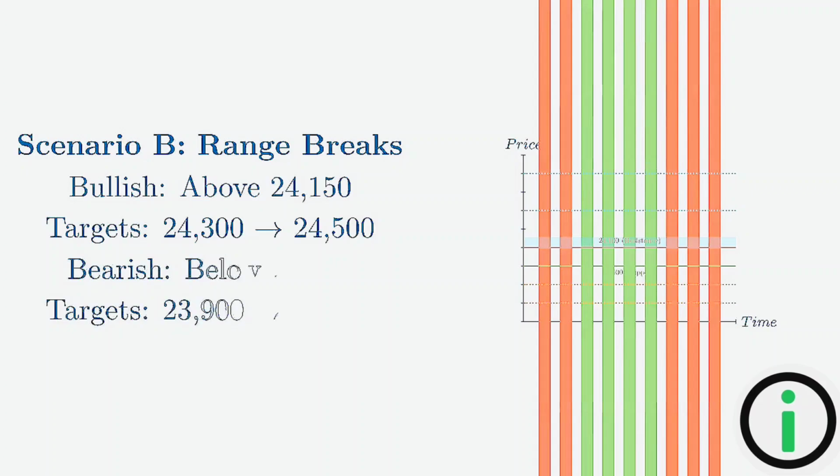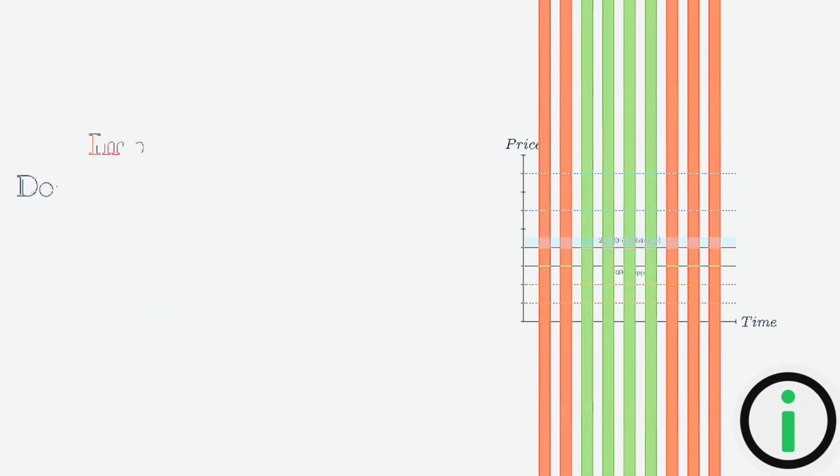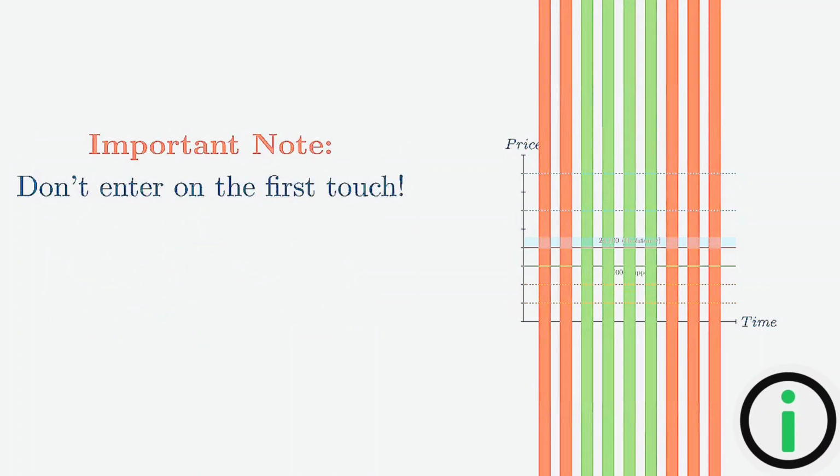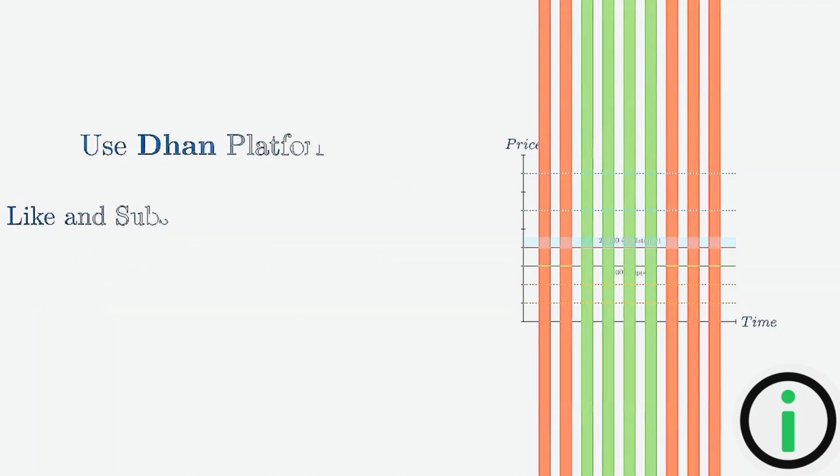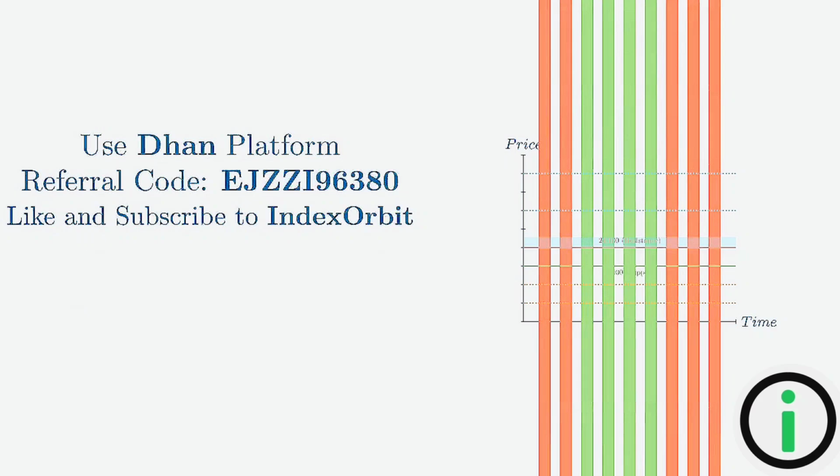On the flip side, a bearish break requires a close below 24,000. We would look for put unwinding at 24,000 minus 50 as confirmation that the floor is giving way, targeting 23,900, 23,800. A crucial tip for beginners: don't enter on the very first touch of these levels. Wait for a sweep and a reversal confirmation candle, or a clean close-through for the breakout case, before you commit your capital.